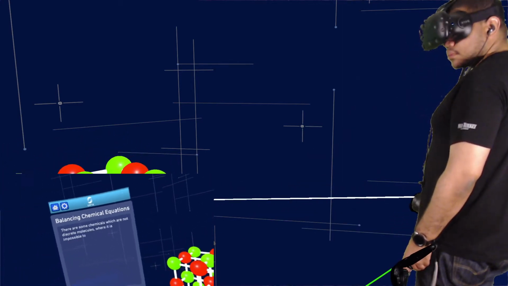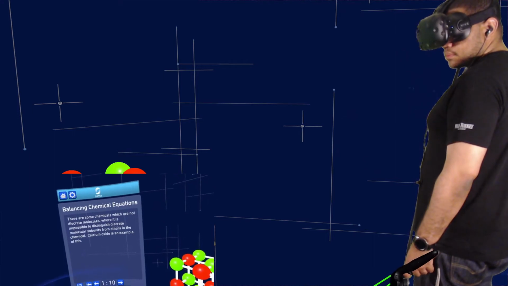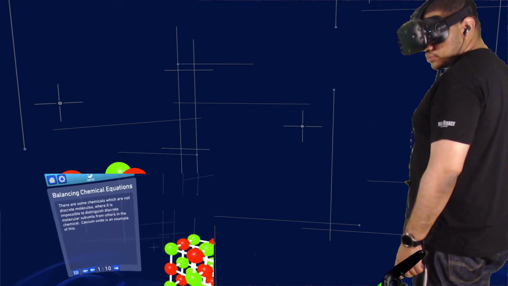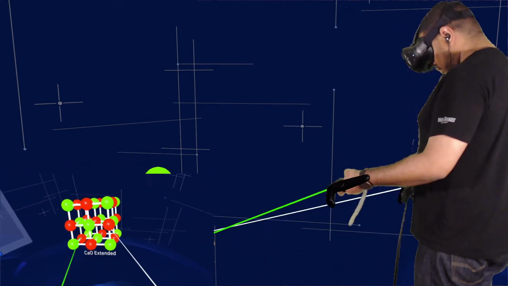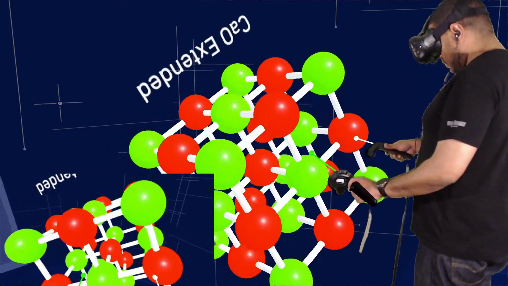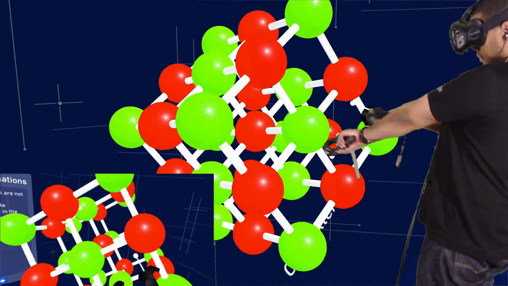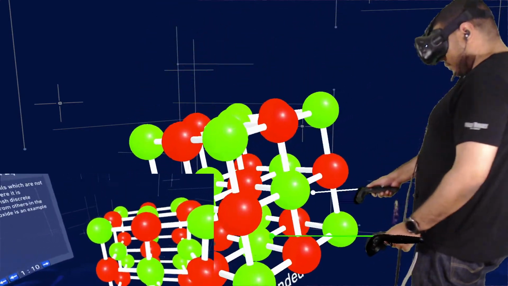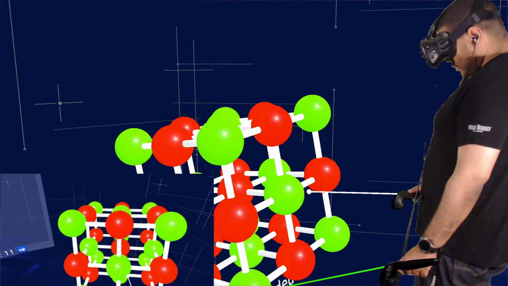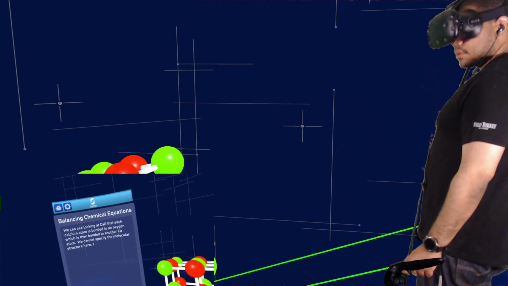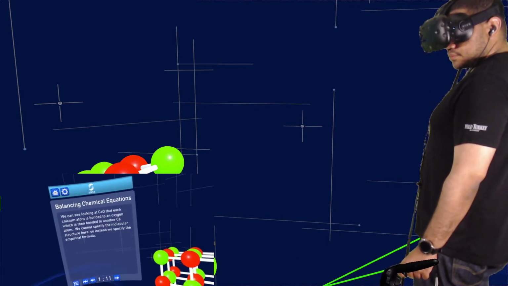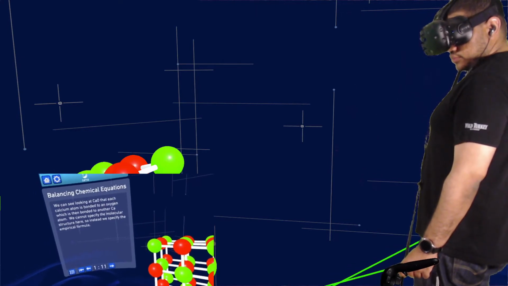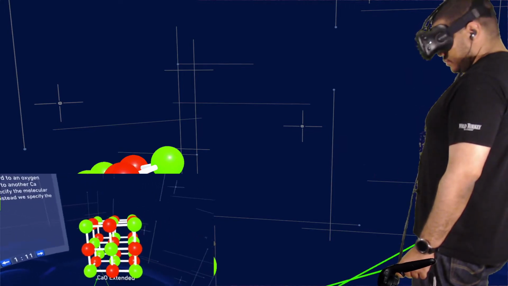There are some chemicals which are not discrete molecules, where it is impossible to distinguish discrete molecular subunits from others in the chemical. Calcium oxide is an example of this. We can see, looking at calcium oxide, that each calcium atom is bonded to an oxygen which is then bonded to another calcium atom. We cannot specify the molecular structure here, so instead, we specify the empirical formula.